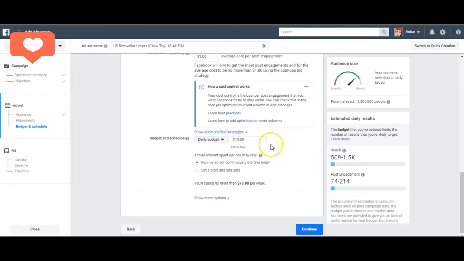So we've got a $10 daily budget, a reach of 509 to 1.5k, 74 to 240 post engagement, potentially $70 over a week. We press continue.